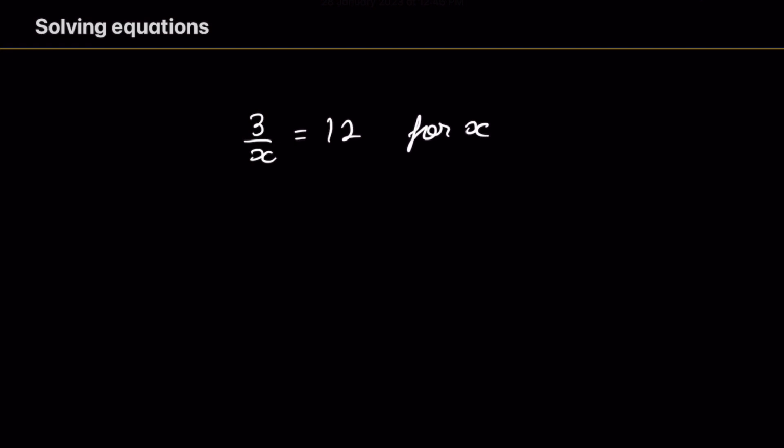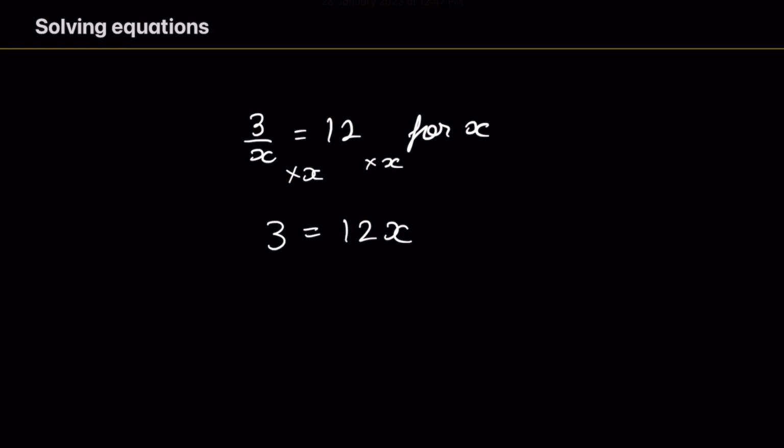Now, how do you make the x the subject in this? You first multiply both sides by x. So you multiply by x, multiply by x. So 3 divided by x into x would give you 3. And on the other side, 12 into x is 12x. But you still have 12 in the other side with x.